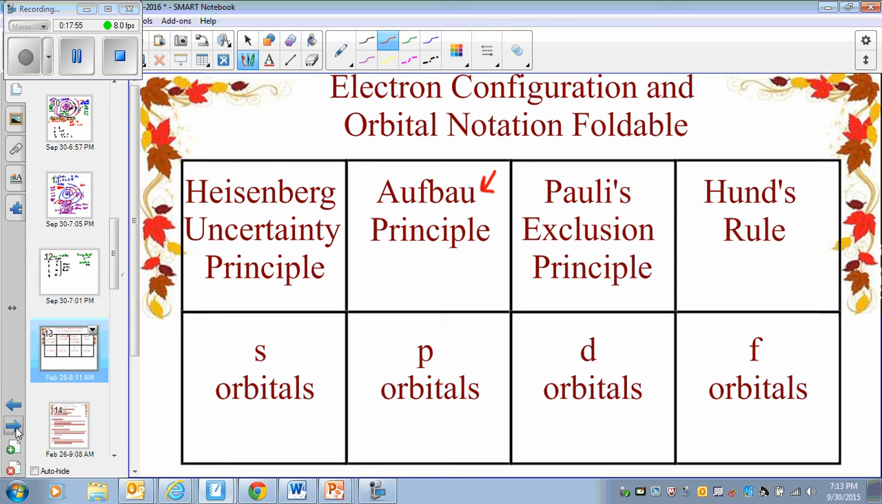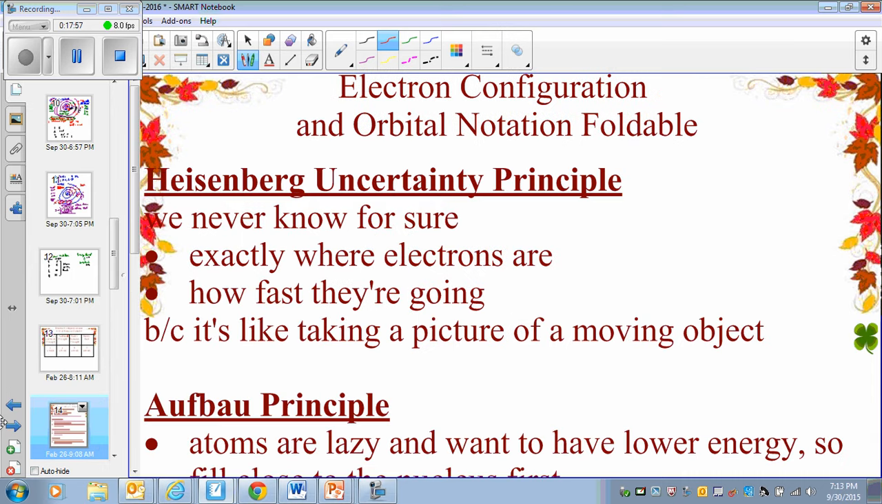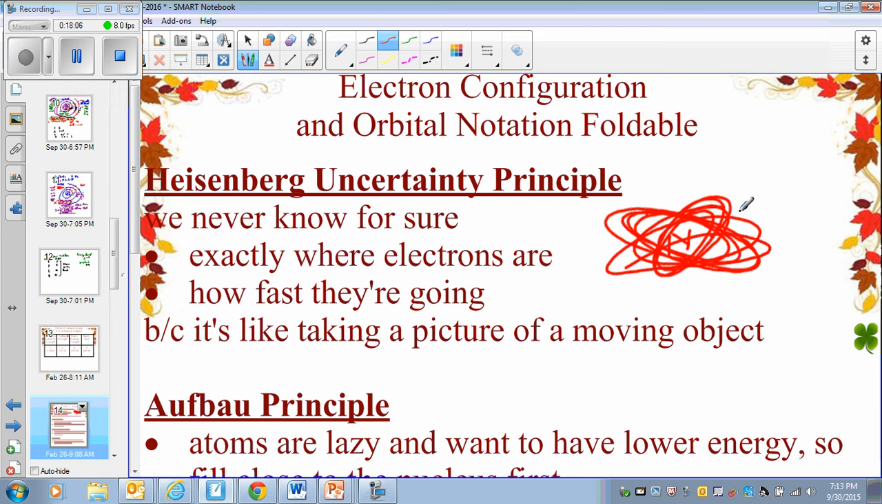So let's move on. Let's talk about Heisenberg. Heisenberg was a scientist who said that electrons are constantly moving. So we cannot find the location and momentum of an electron at the same time. Either I can tell you where the electron is, or I can tell you how fast it's moving. I cannot calculate both. So that is called Heisenberg's uncertainty principle.